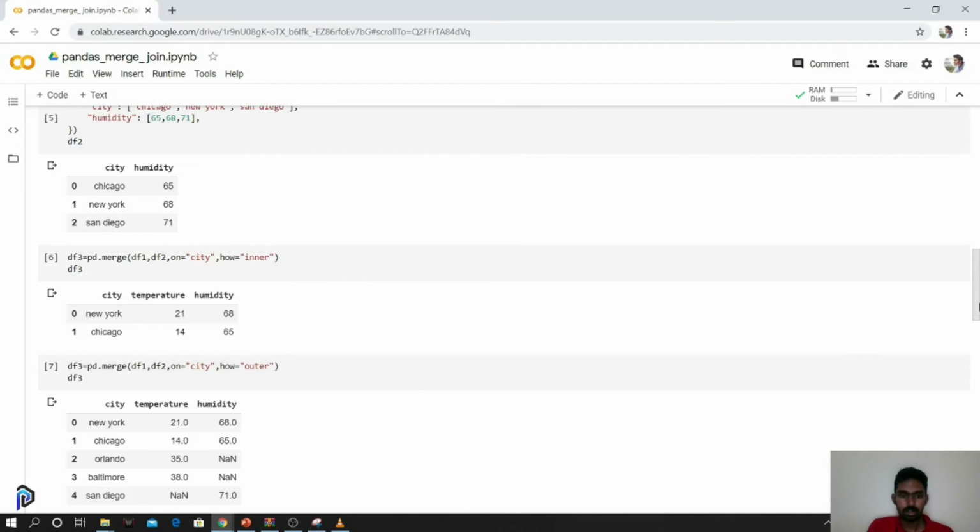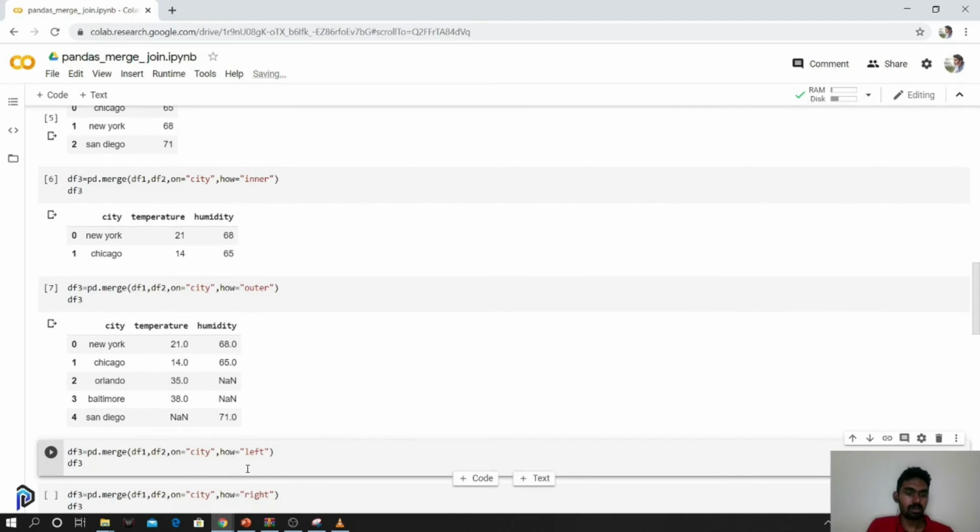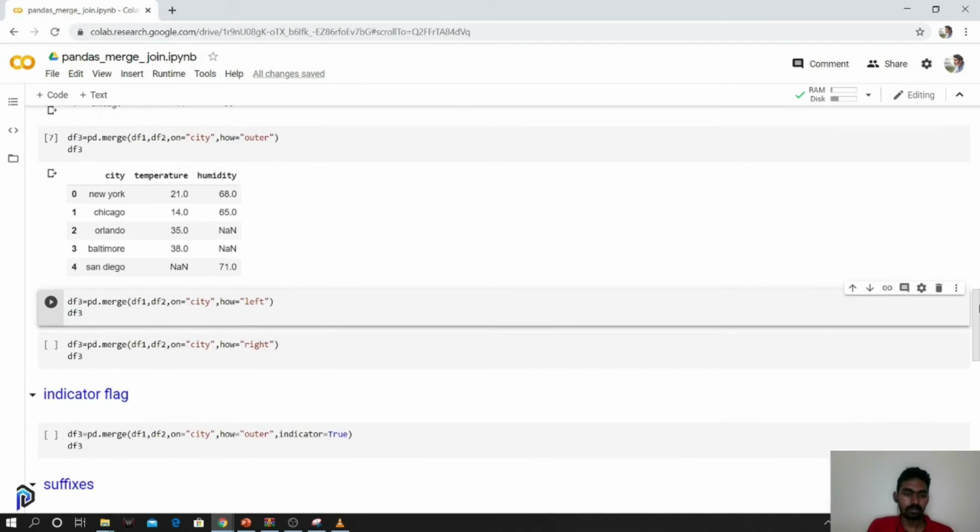Okay, fine. And similarly, Santiago is not in the temperature. So similarly, right now we are showing inner and outer. We similarly add inner and outer even in the concat thing. Okay. So we also have left and right join over here.